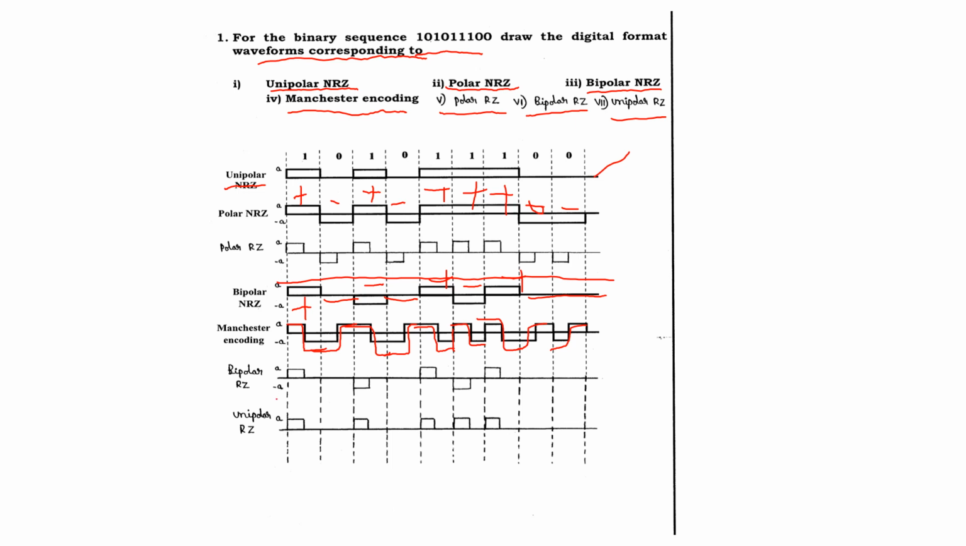And bipolar return to 0: if you consider half of the duration of the bipolar non-return to 0, that becomes bipolar return to 0. That is, you need to consider half of the duration of the pulse. Even for the unipolar, you need to consider half of the duration.